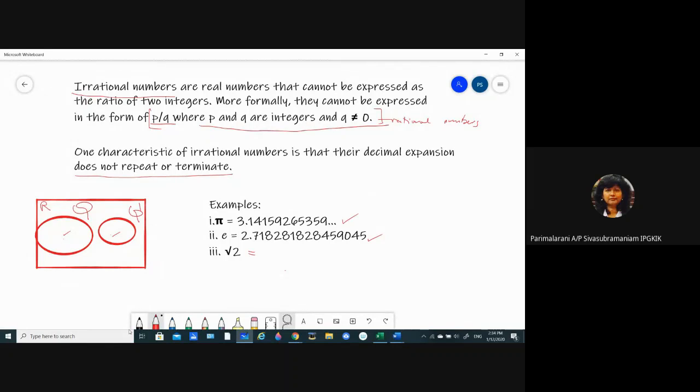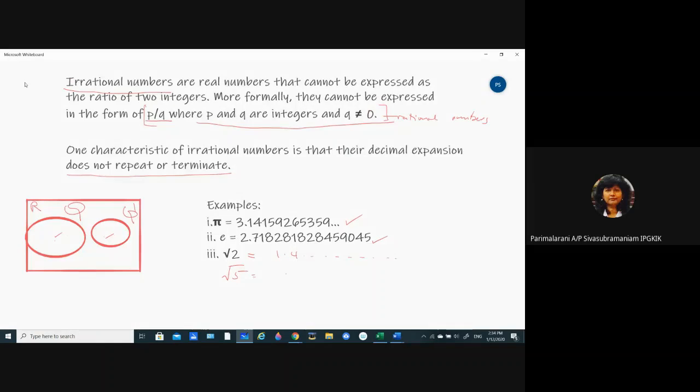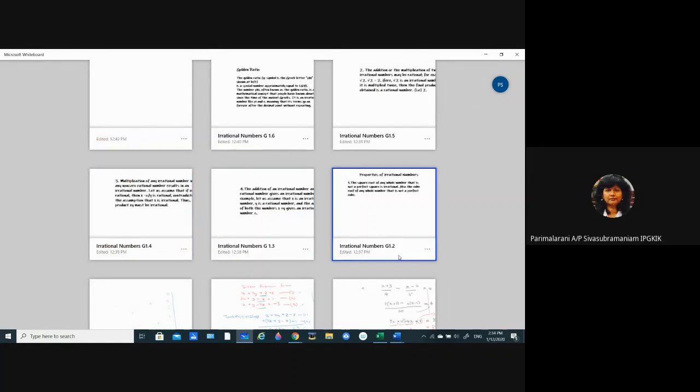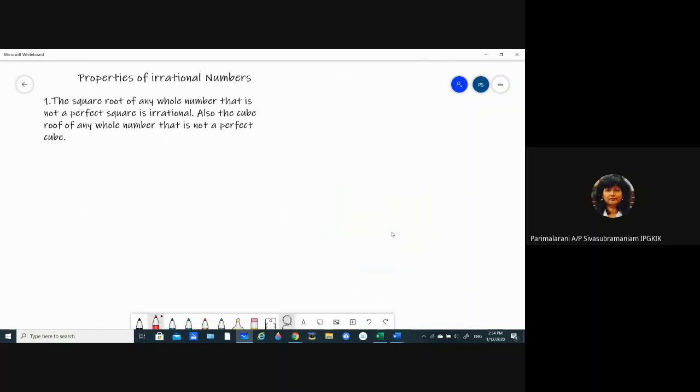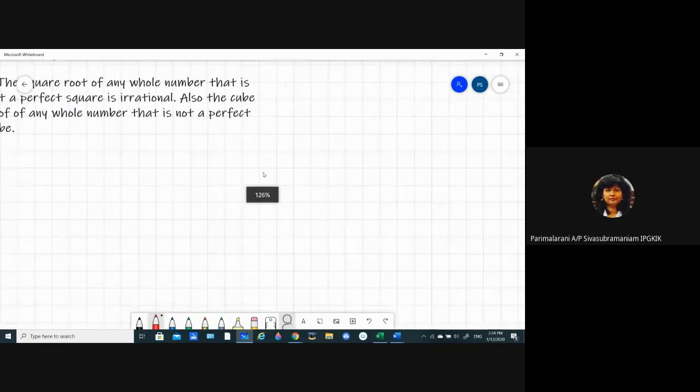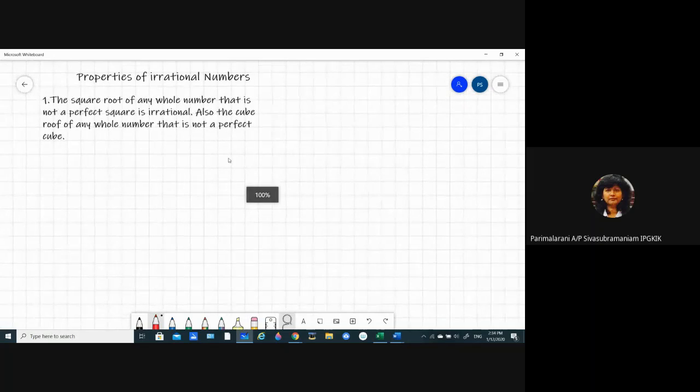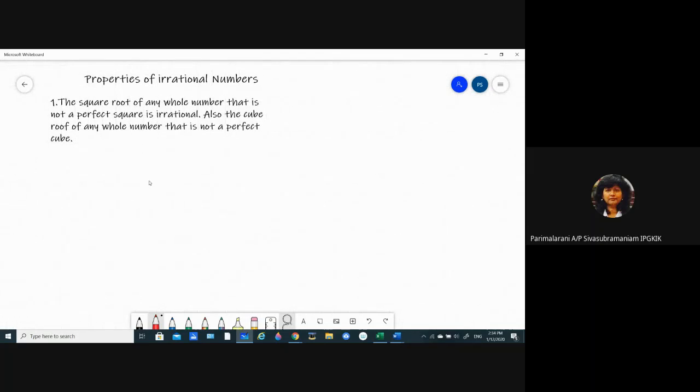Square root 2, you know, it's 1.4 something, and it goes on forever. So this is an irrational number. Square root 5 is an irrational number. These are some examples of irrational numbers. Next we are going to look at some properties of irrational numbers. The first property of irrational numbers is about the square root of any whole number.